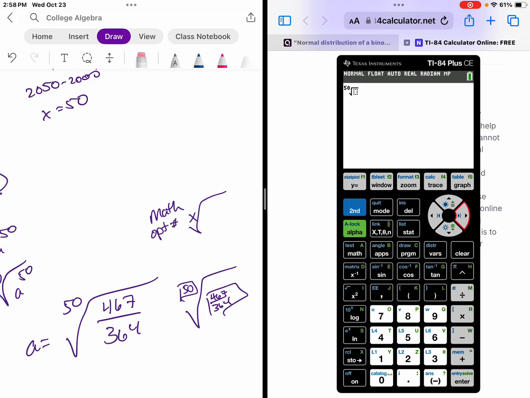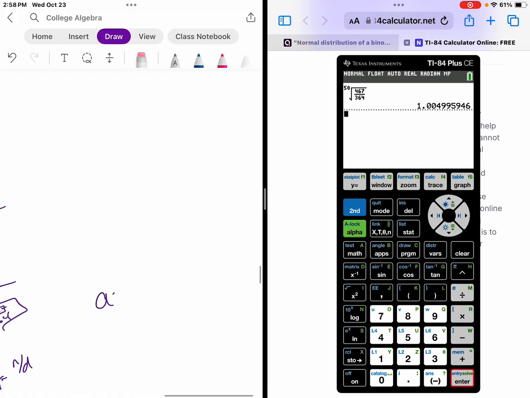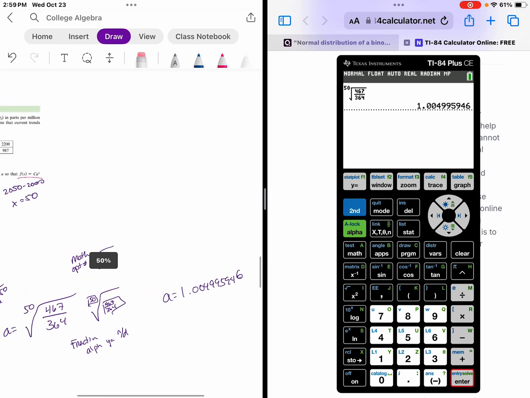Remember, the fraction button would be alpha y equals. So alpha y equals gives me, and I say, okay, choose n over d. So I press enter. That puts the fraction in there. Now let's type in 467 over 364, and then I get to hit enter. And that tells me that my a value is 1.004995946.